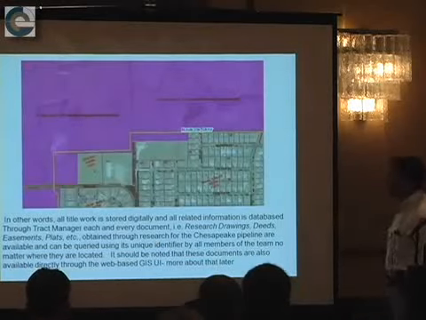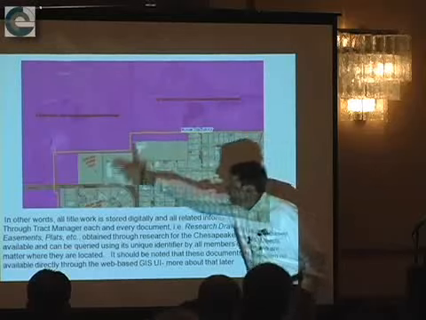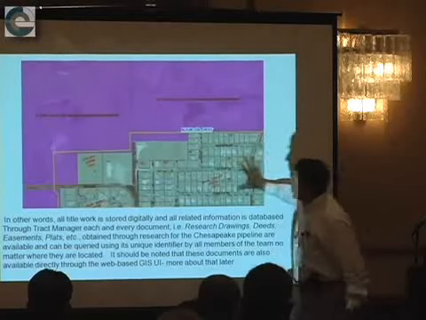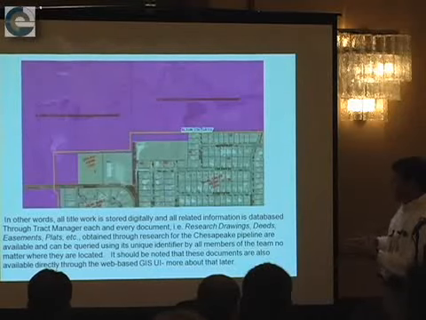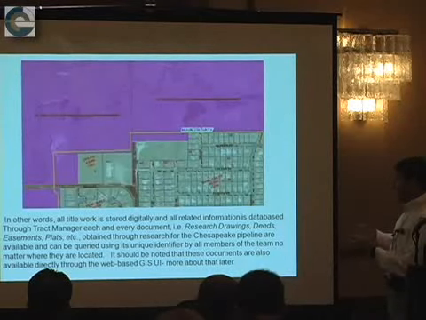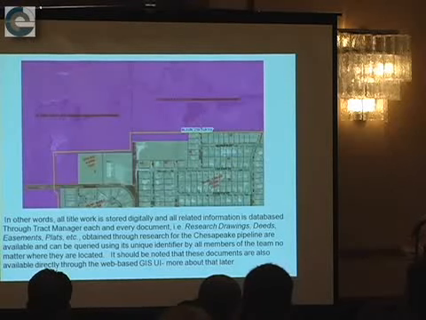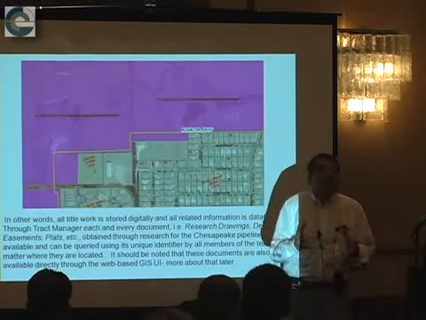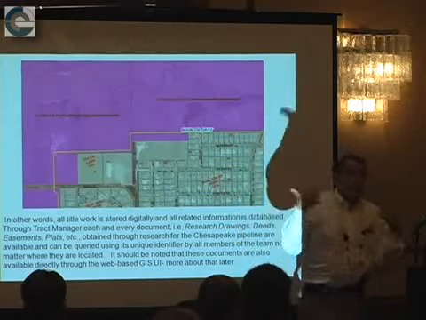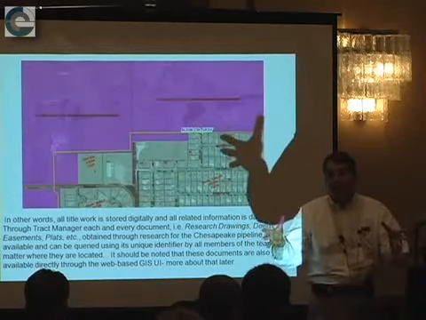Here we have the alignment on top of the parcels with this subdivision. All of this is stored digitally and databased. Research and drawings, deeds, easements, and plats obtained through research are available and can be queried using their unique identifier by all members of the team, no matter where they are located. Now, why is that so important? Why is it important that all of this information is immediately available to all the users? Here's why.